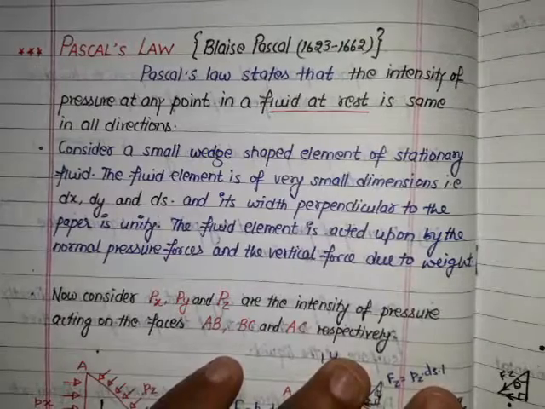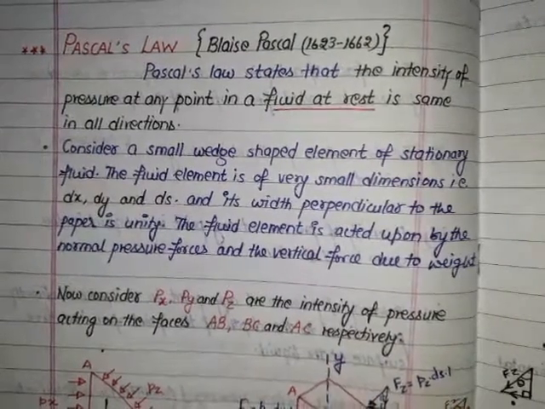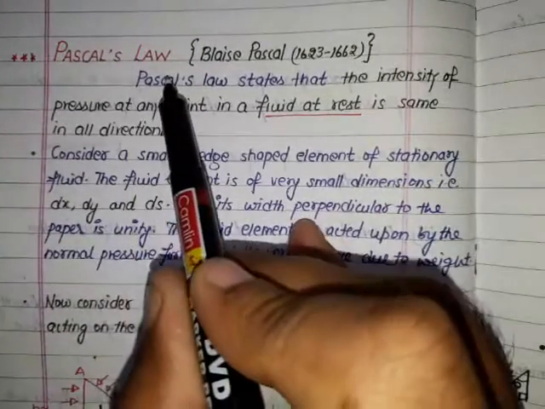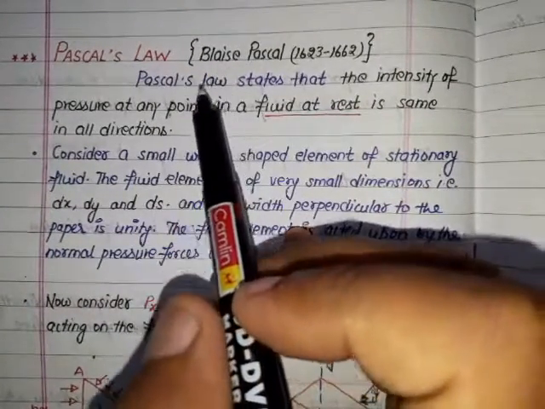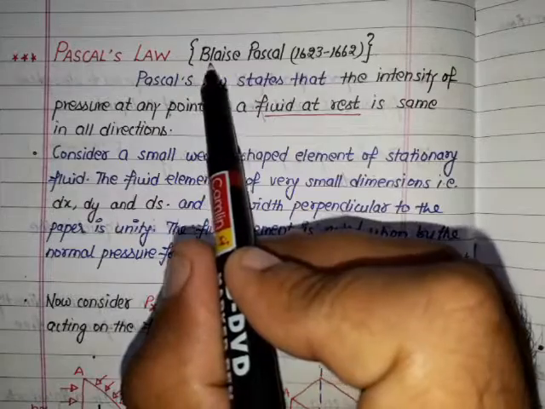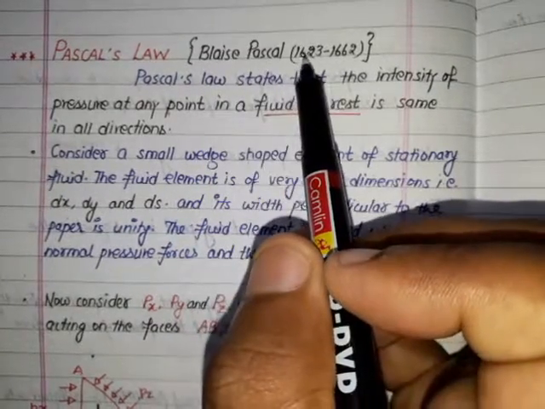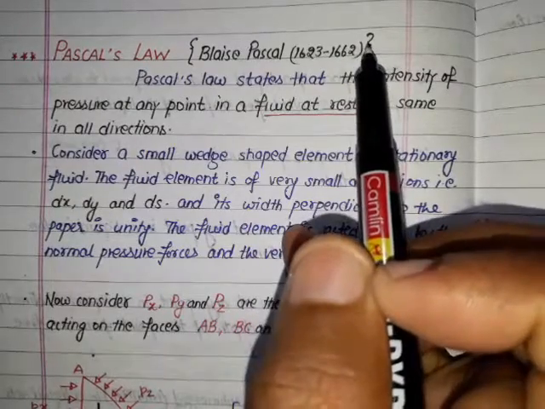In this video, we will discuss what is Pascal's law. So let's start. Pascal's law was proved by Blaise Pascal, and the time span is 1623 to 1662.